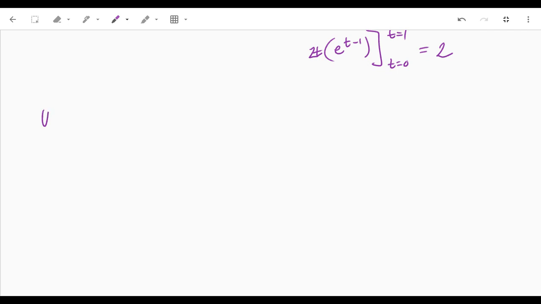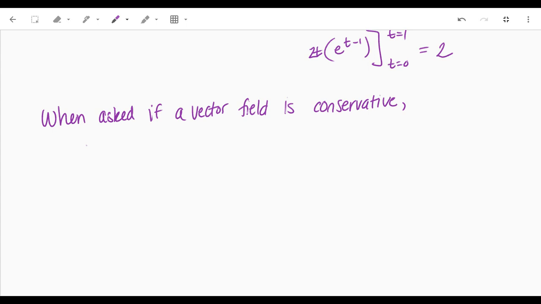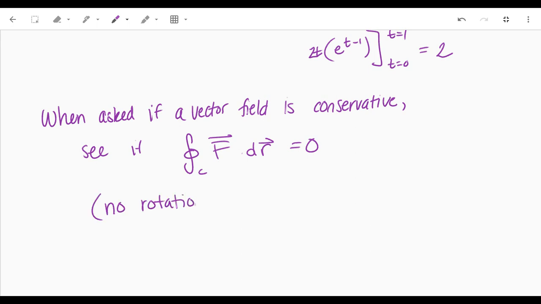Okay, when asked if a vector field is conservative, see if the integral along a closed curve would be 0. Okay, in general, there should be no rotation. So that's kind of a big hint to your homework problem. Okay, I'm basically going to give it away, but that's okay.